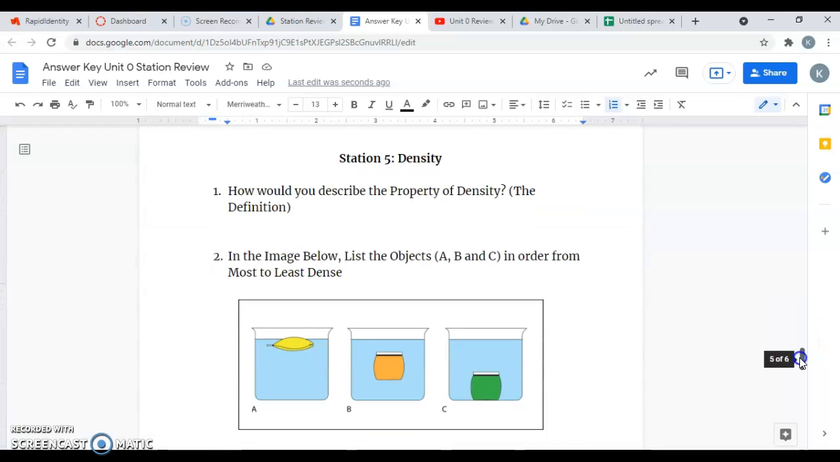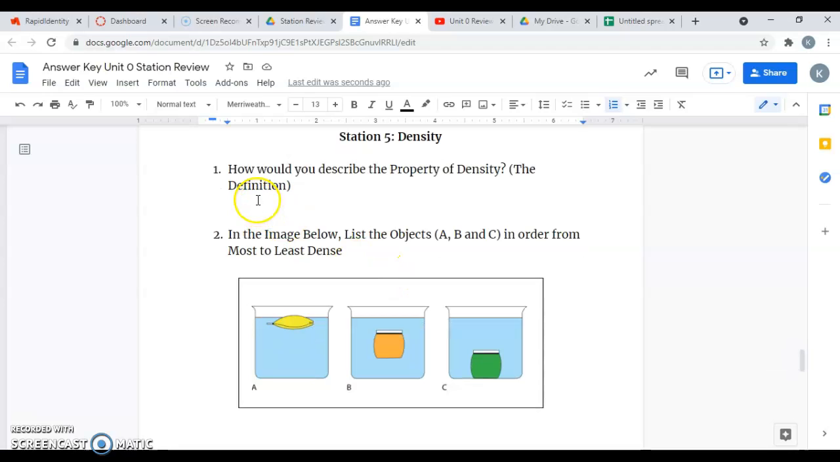All right, so station 5 is density. So question 1 says, how would you describe the property of density, the definition? So remember, density is how much stuff is in a given space.